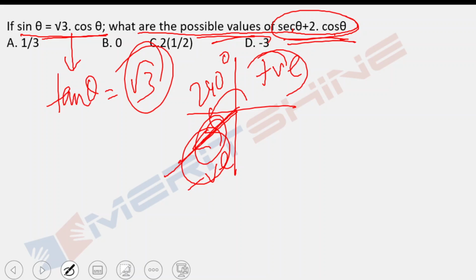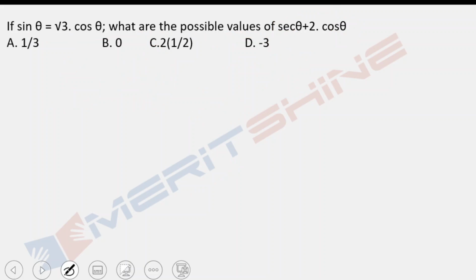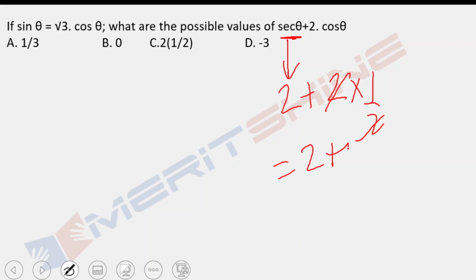But nonetheless, the absolute value, the modulus value of this expression would be the same, whether it is positive or negative. So let's find out the absolute value, and then we'll see whether the positive or the negative sign is there. Let's assume 60 degree. Sec 60 degree is 2 and cos 60 degree is half. 2 into half is 1. So 2 plus 1 is 3.